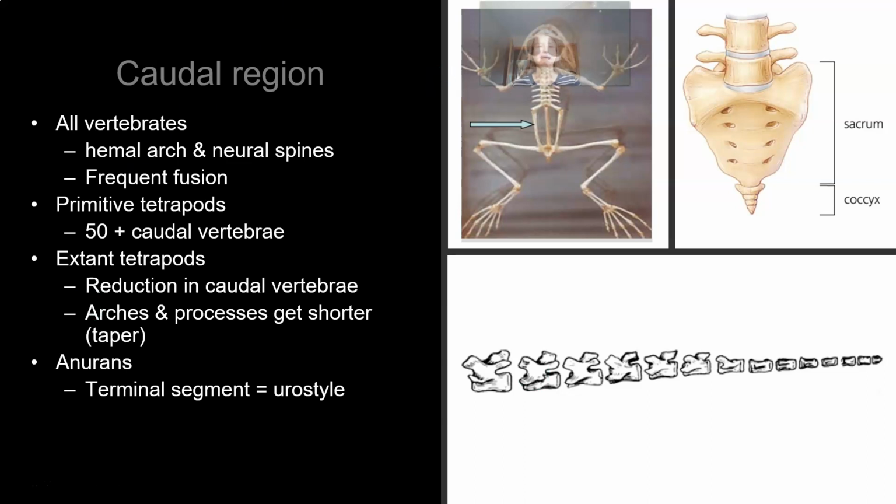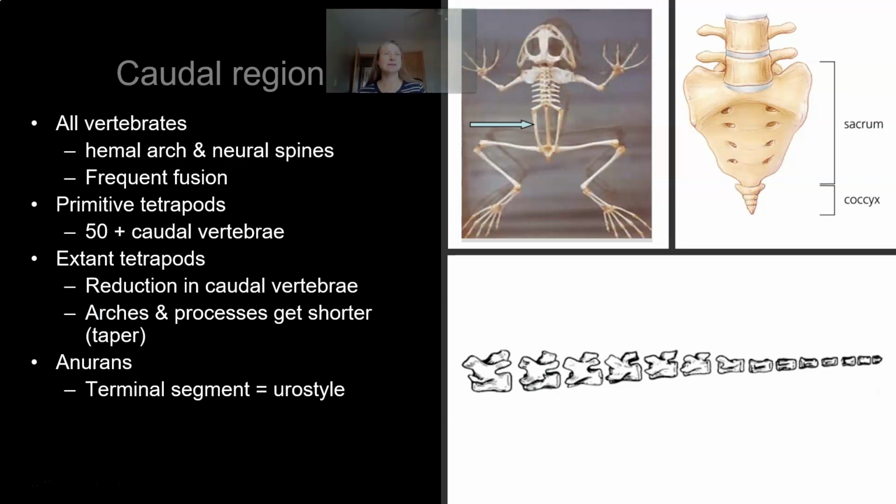All right. So now, caudal region, the tail region. All vertebrates have a caudal region, and there could be hemal and neural spines on them. Primitive tetrapods had really, really long tails with 50 or more caudal vertebrae. If you look at some of the dinosaurs, they had really, really long tails, caudal vertebrae.